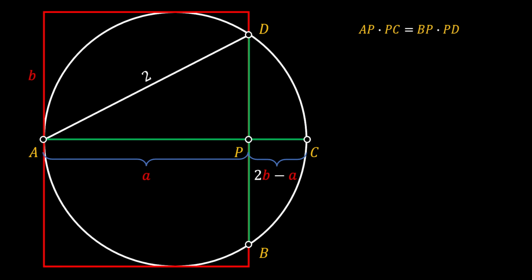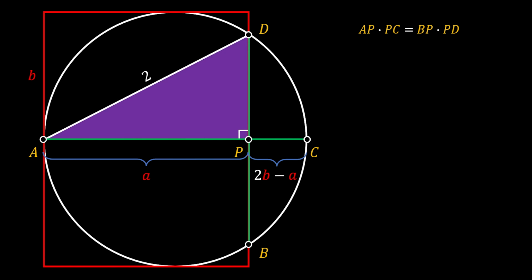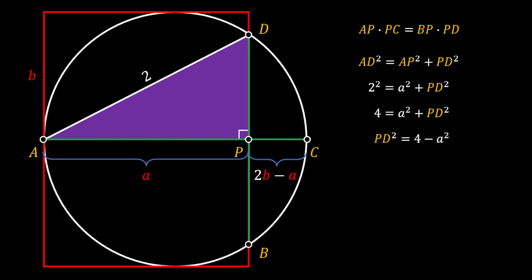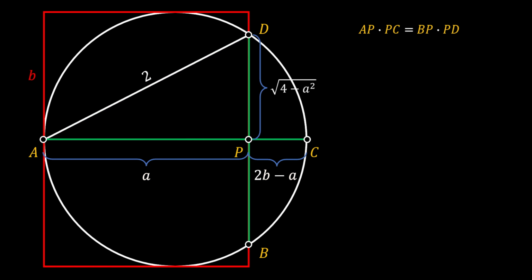Now let's try to find the segment PD. For this, we will again notice that the angle at the point P is a right angle, which means that the triangle APD must be a right triangle, and we can use the Pythagorean theorem. We can say that the hypotenuse AD squared must be equal to the leg AP squared plus the leg PD squared. Here we can substitute our values and simplify to get the following. And now we can conclude that PD squared is equal to 4 minus A squared, which means that the length of the segment PD is equal to the square root of 4 minus A squared.